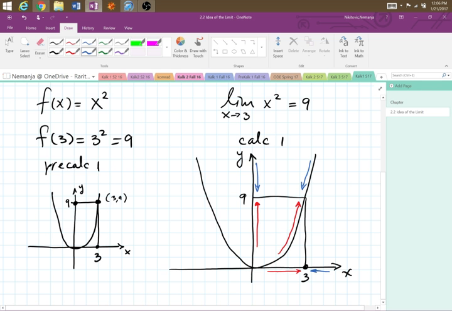And this procedure never computes at 3. It computes at infinitely many points before 3, infinitely many points after 3, all of them leading towards 3. They never compute at 3. And you go, but I'm interested in 3. Yes, and you can use pre-calculus for that. But what happens if the point is not there? If the point is not defined? Pre-calculus can only cry because it can't be computed.